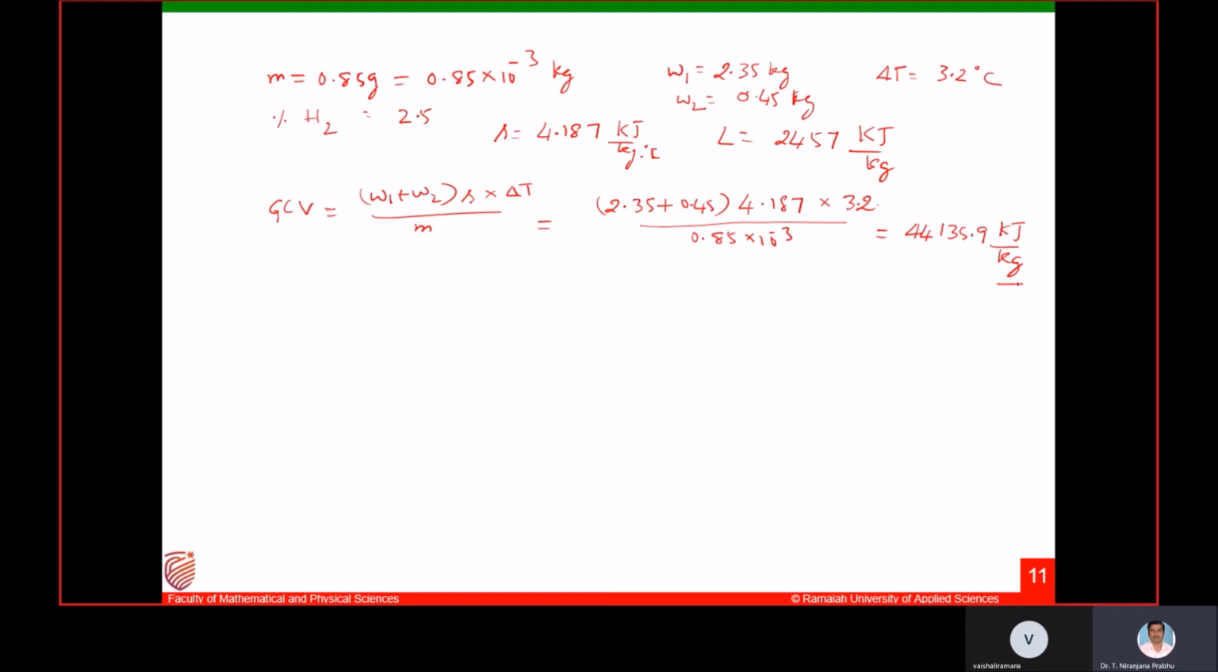Remember, you should always put the unit. See this unit, now if you look at this, this whole term is kg. This is kilojoule per kg per degree centigrade. This is degree centigrade. Now this degree centigrade goes, this kg goes, this is in kg. What is left out is kilojoule per kg. That is the unit remaining.